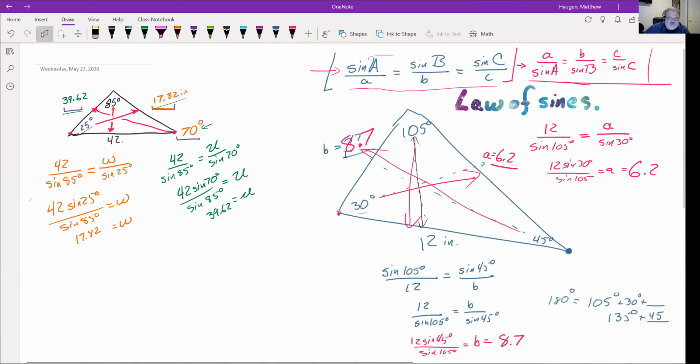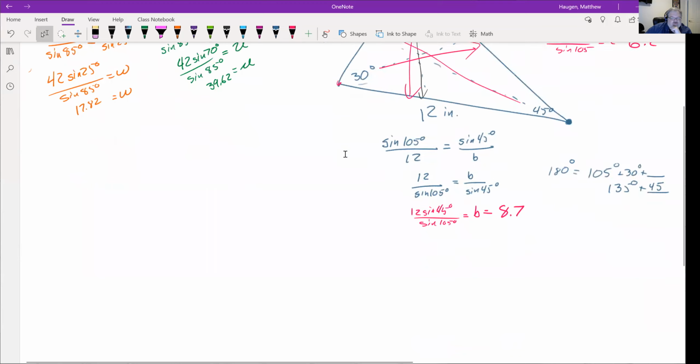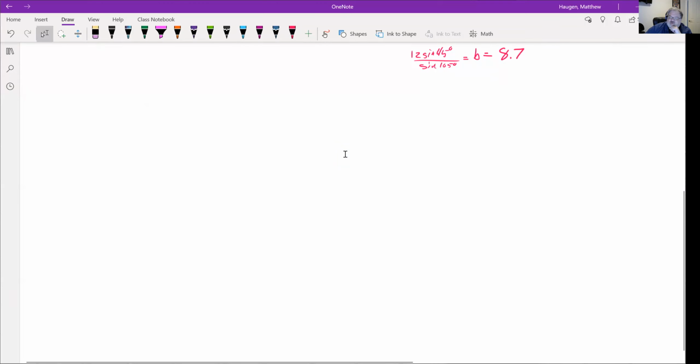Questions about that example before we look at a different example? So far, we've been given more angles and less sides. We got to switch that up. Okay, I'll take that as you guys are good. Okay.